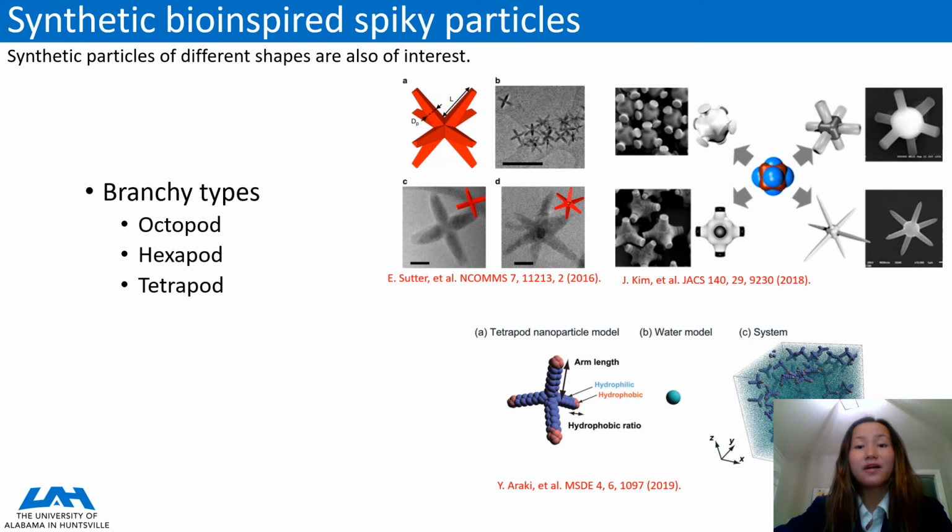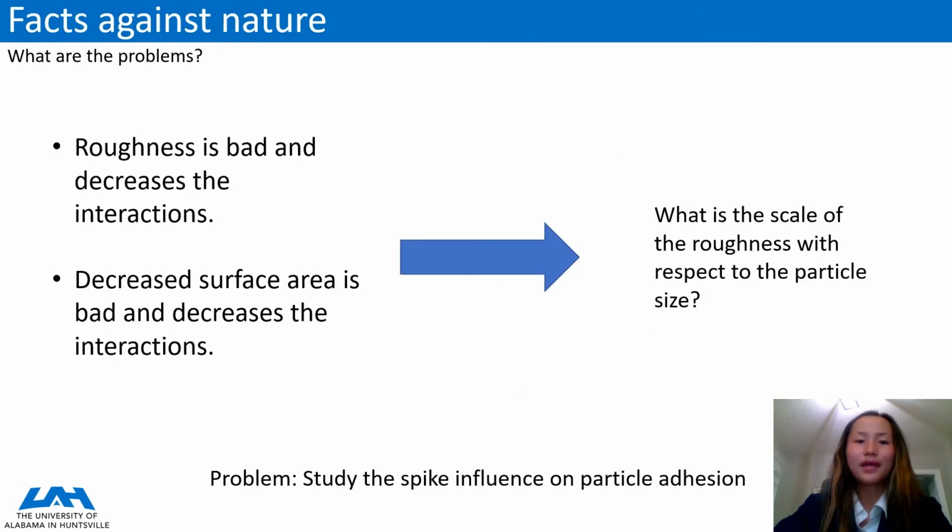Besides the spiky particles found in nature, researchers also study a different kind of spiky particle, shown here, known as a synthetic bio-inspired spiky particle that has branchy types, including the octopod, the hexapod, and the tetrapod. So I decided to study the spiky particle because I find it interesting that even though there are so-called facts against nature about the spiky particle, it is still extremely prevalent in nature.